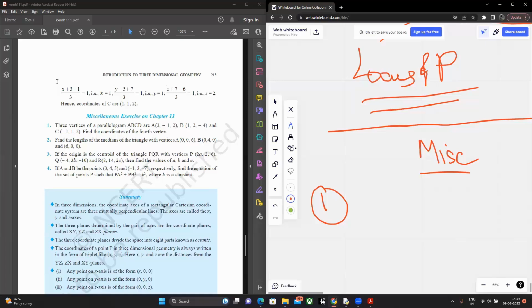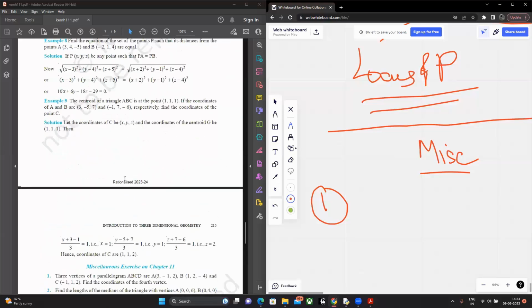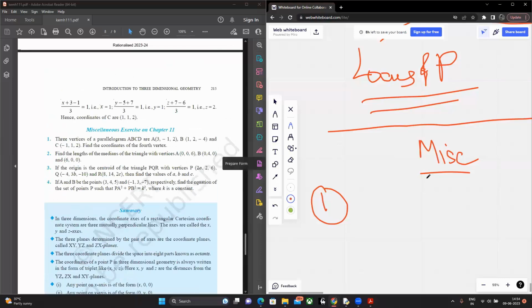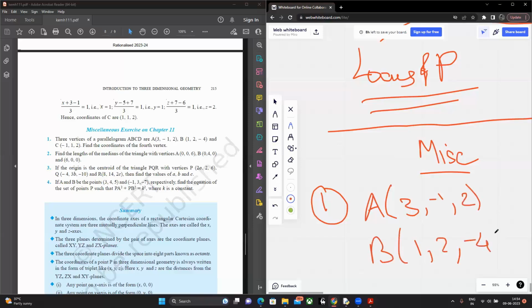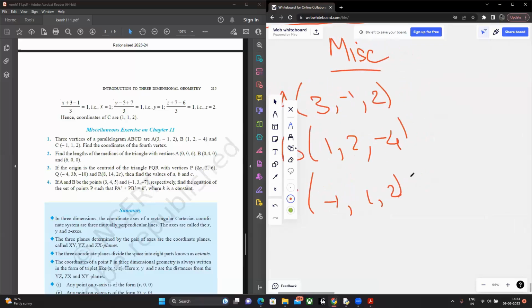So we have the first question: three vertices of a parallelogram ABCD are A(3, -1, 2), B(1, 2, -4), and C(-1, 1, 2). Find the coordinates of the fourth vertex.